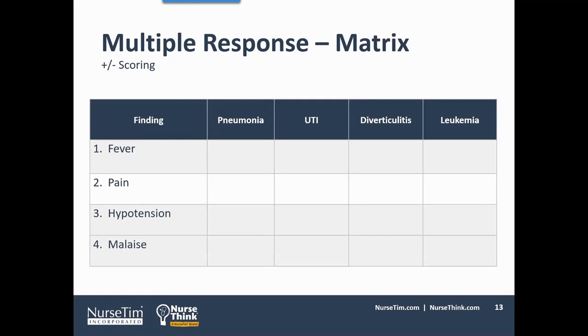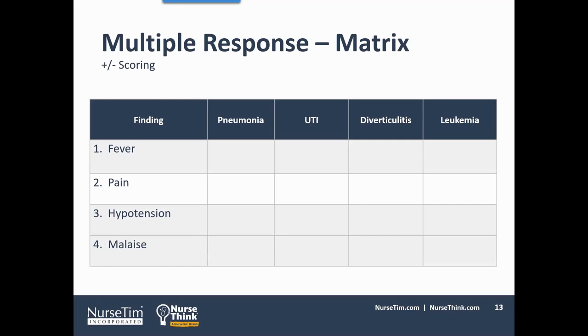A multiple response matrix item is one where more than one answer can be correct in a row. So in the example you've got in front of you, after the student has reviewed the electronic health record on the left-hand side of the page and has clicked through all the tabs, they can answer a question such as this, where it will say, which findings are related to which medical conditions? Select all that apply in each row.